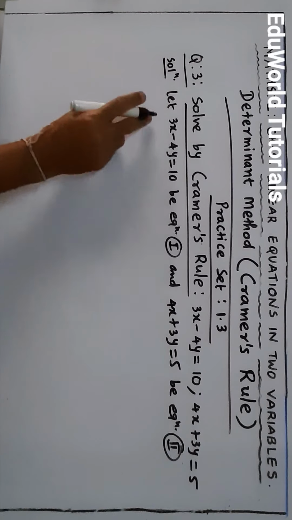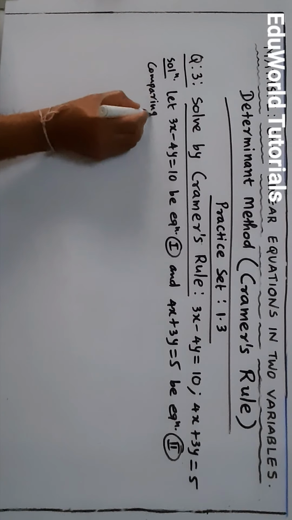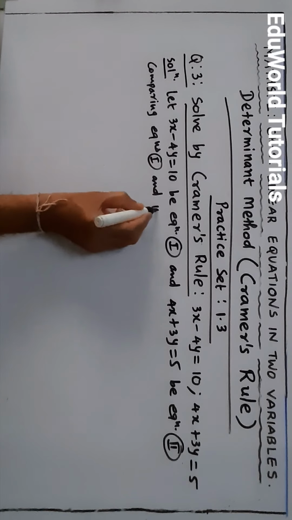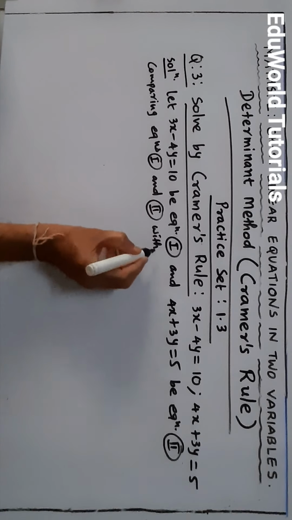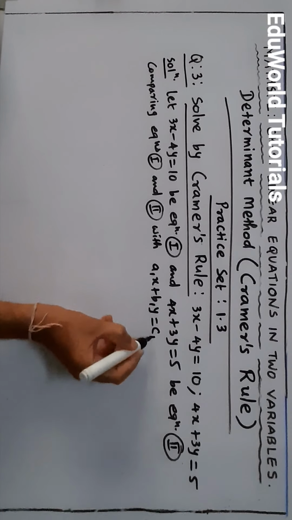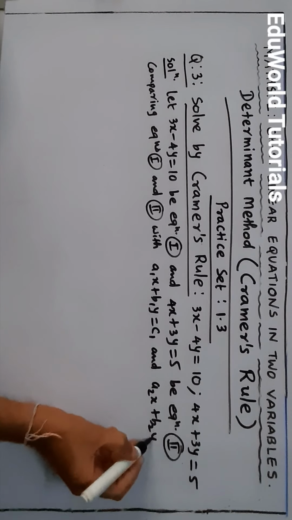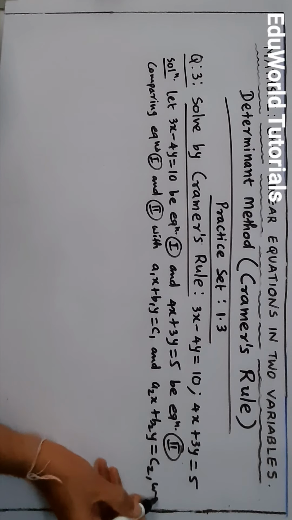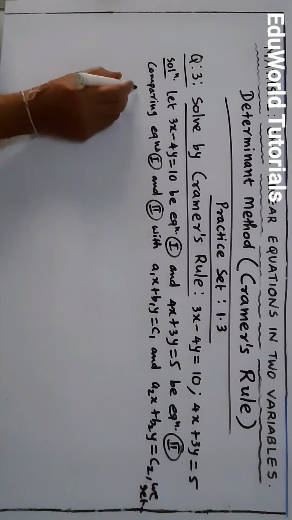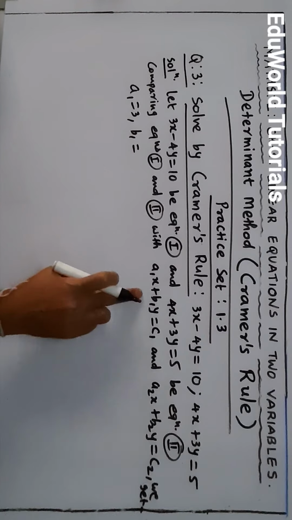Now the next step, comparison. Compare equations first and second with general forms, right? a1x plus b1y is equal to c1, and a2x plus b2y is equal to c2. We have to get the 6 values. a1 will be equal to 3. a1 is equal to 3. b1 is equal to minus 4.